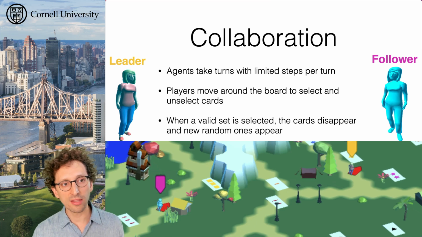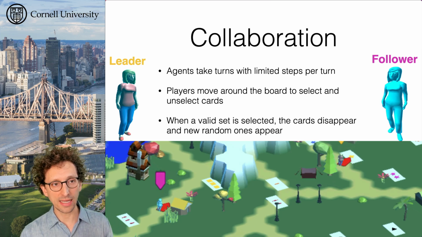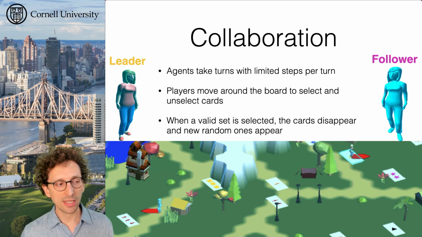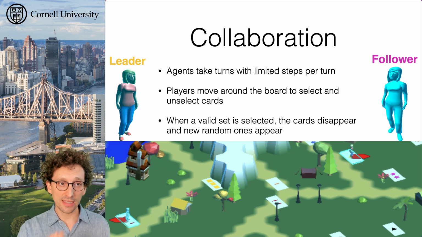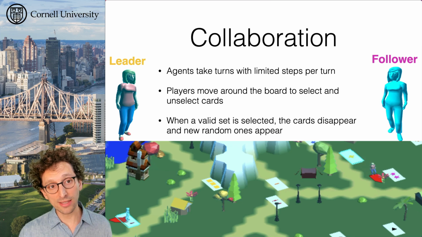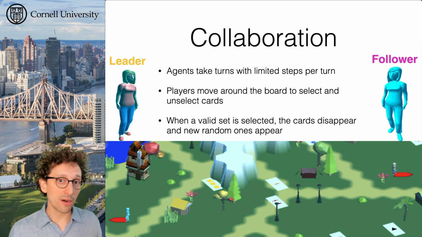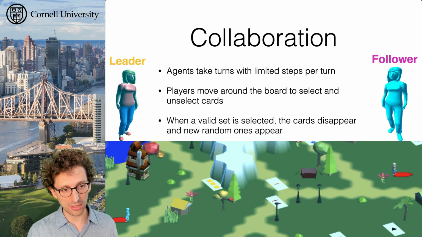This interaction starts with the leader's turn and they go and pick the yellow plus. Then the follower gets their turn, they turn around and they grab the 3 red bars. And then the leader will get their turn and they'll complete the set with the 2 pink stars. And the cards disappear and new cards appear in the environment and the interaction continues.